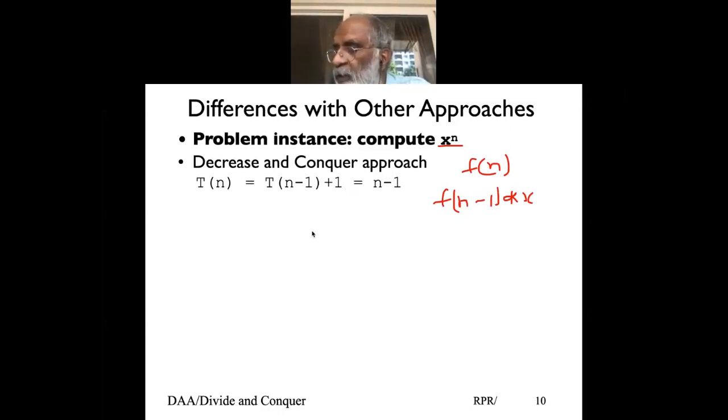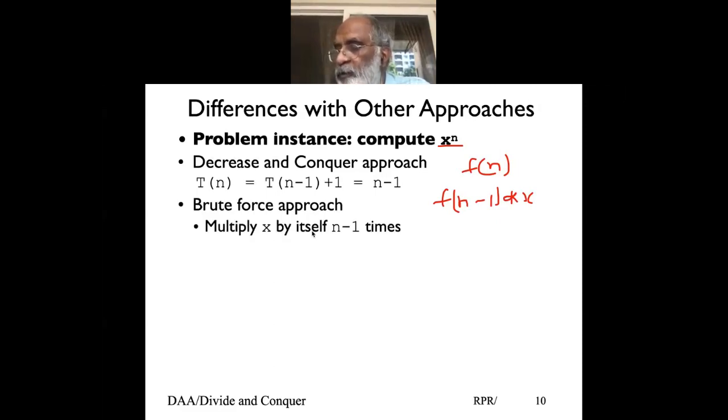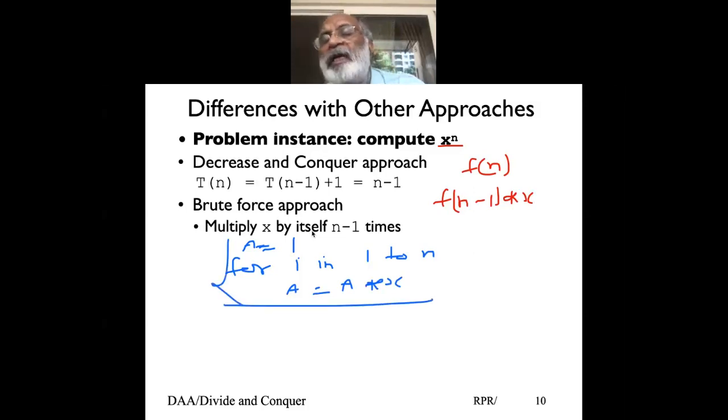The other approach would be brute force, multiplying x by itself n times, which is basically a for loop. So write a for loop: answer is equal to 1, for i in 1 to n, answer is equal to answer times x. This is a brute force approach, and it would give me x raised to power n.